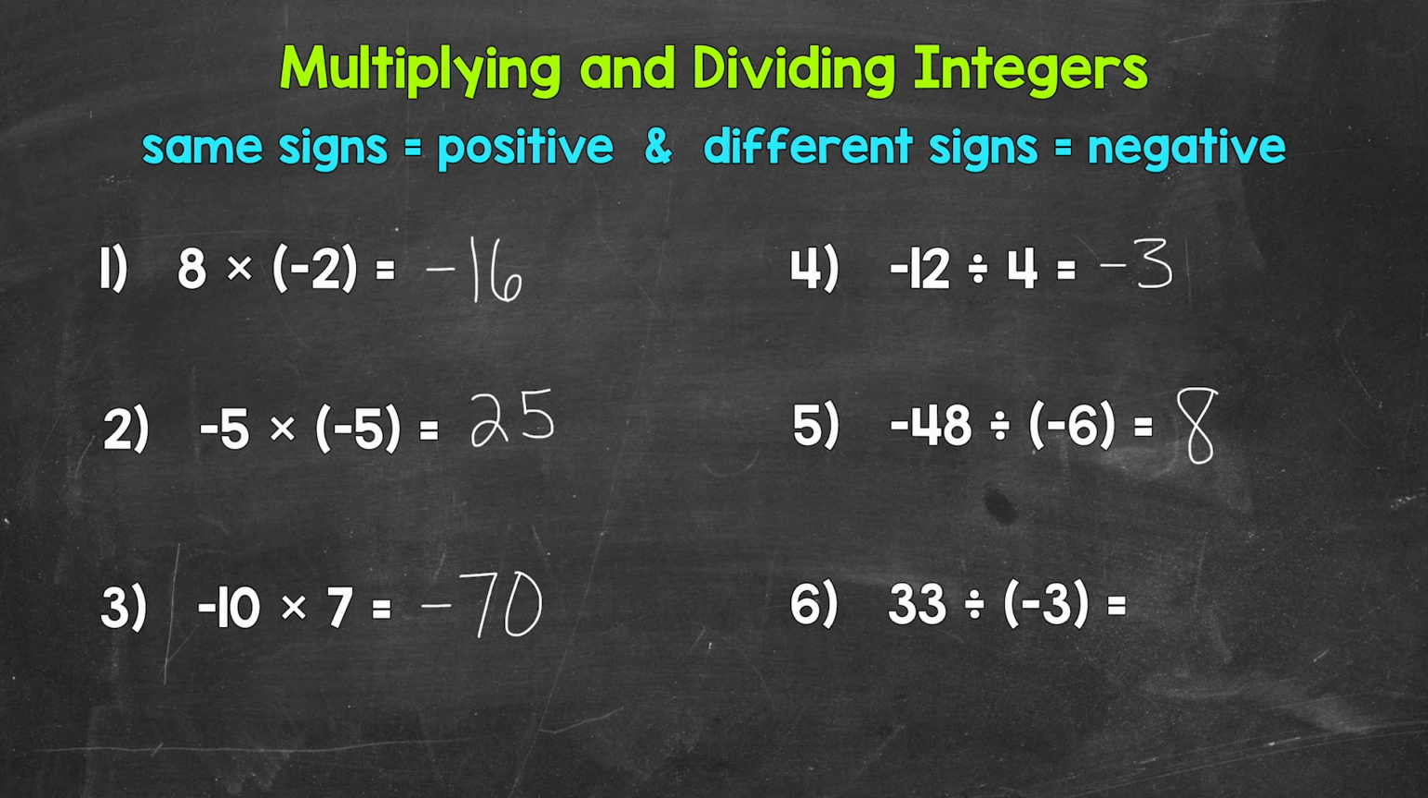Lastly, moving on to number 6, we have 33 divided by negative 3. So we have different signs here, a positive divided by a negative. So this is going to equal a negative. 33 divided by 3 is 11, so this is negative 11. 33 divided by negative 3 equals negative 11. So there you have it. There's how to multiply and divide integers.